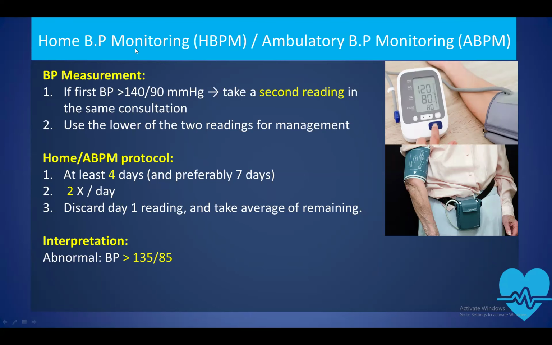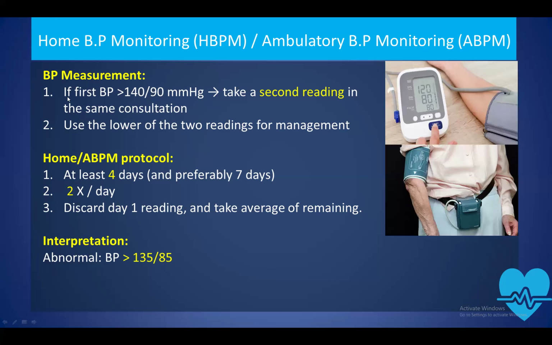Home BP monitoring means that the patient records his blood pressure through a blood pressure machine. And ambulatory BP monitoring means that an automated machine is attached to the patient's body, and this machine records blood pressure of the patient every 30 minutes or 1 hour throughout the day and night.